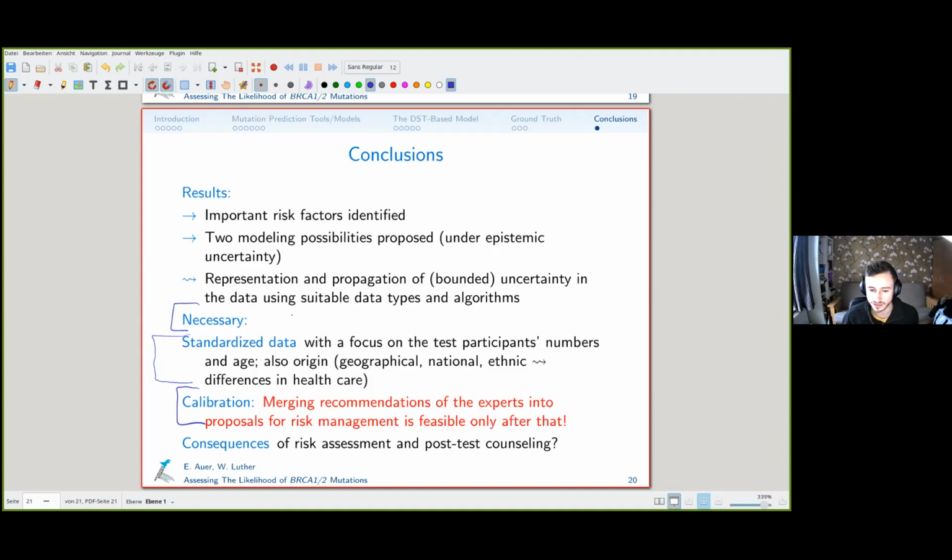I know you said it's still early stages of the project, but do you have a wish list of how the data might be collected, or things that might help you calibrate it more easily?